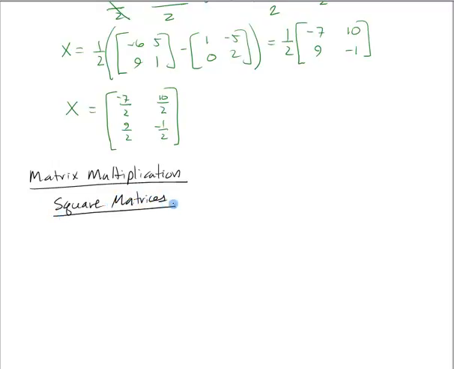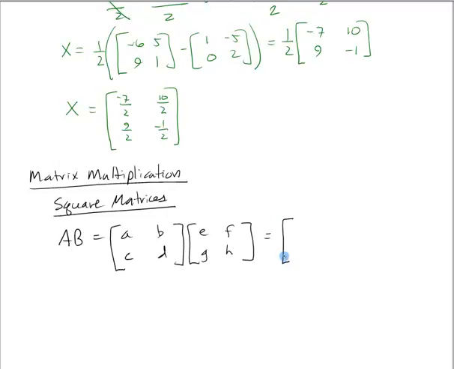Now we're trying to multiply two square matrices. If we're going to multiply matrix A times matrix B, let's write out what that would look like. I'm just going to make up some matrices for A and B here. Let's call the elements A, B, C, D, E, F, G, H.